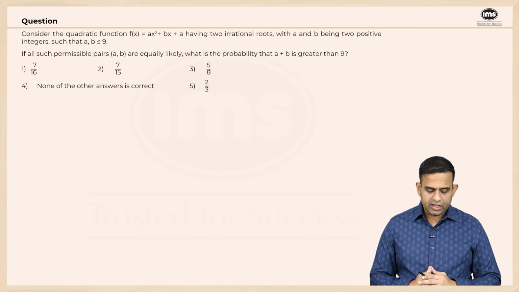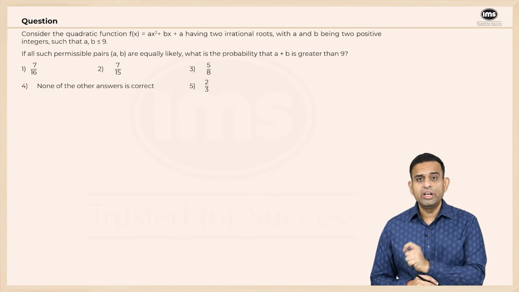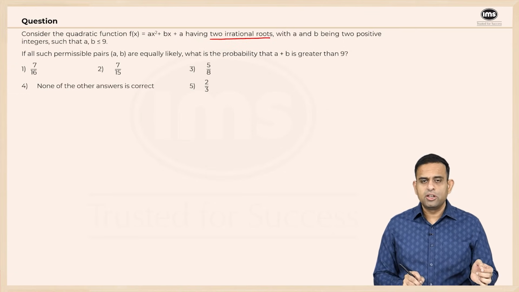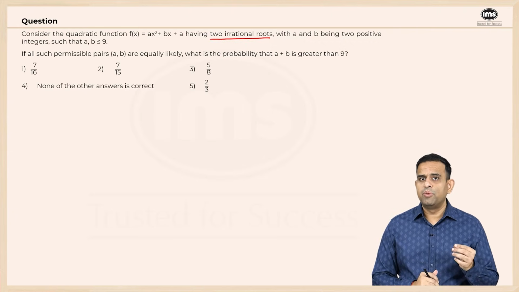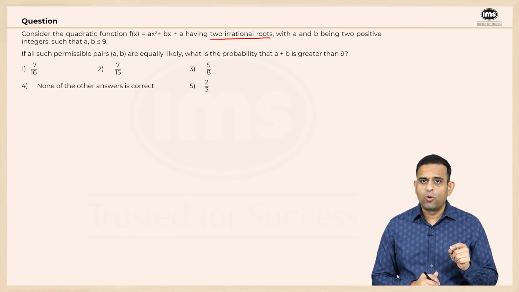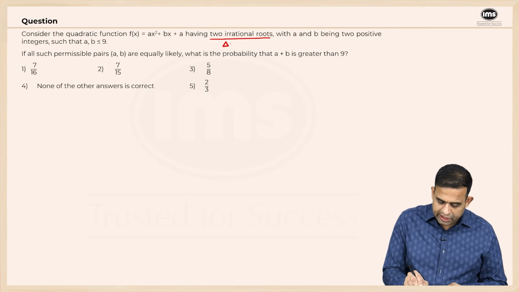In this sum, it is given that you have a quadratic function f of x given to you as ax square plus bx plus a, having two irrational roots. A very, very important thing mentioned over here: two irrational roots. It simply means the discriminant of this quadratic has to be more than 0. At the same time, it has to be a non-perfect square quantity, because you want the roots to be irrational and at the same time real. So here delta needs to be positive and equal to a non-perfect square.